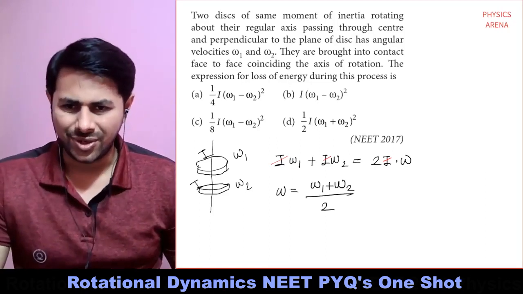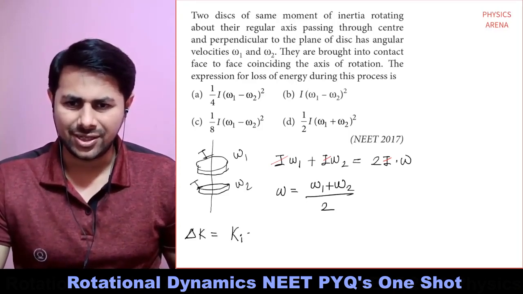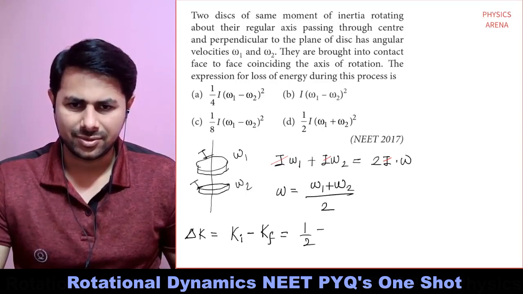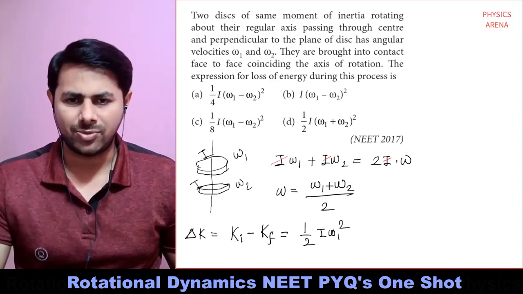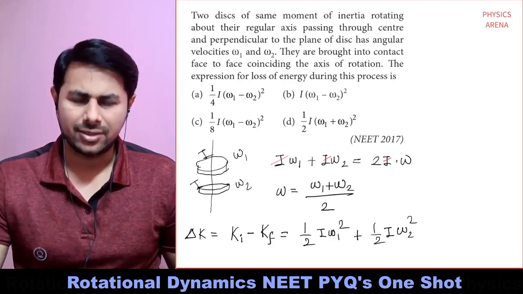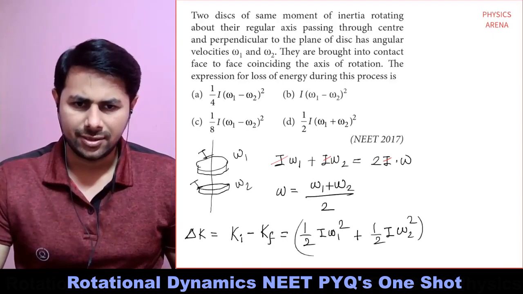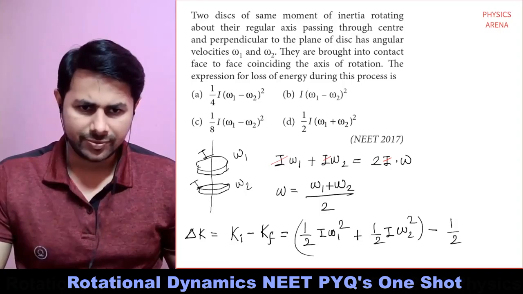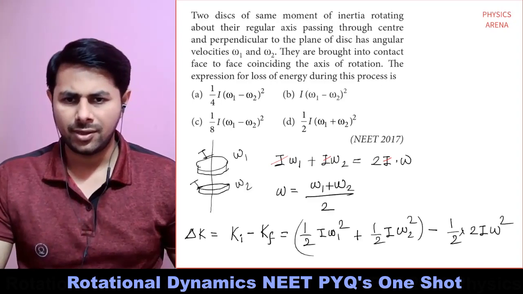So loss in kinetic energy, let's call it delta K. It is K initial minus K final. So it is half of I into omega 1 square, this is initial kinetic energy of first body, plus half of I into omega 2 square. This is for second body. This is the total initial kinetic energy minus half of moment of inertia of two bodies, final moment of inertia 2I, multiplied by omega square, right?